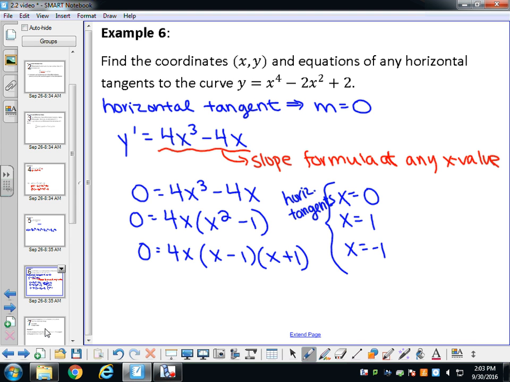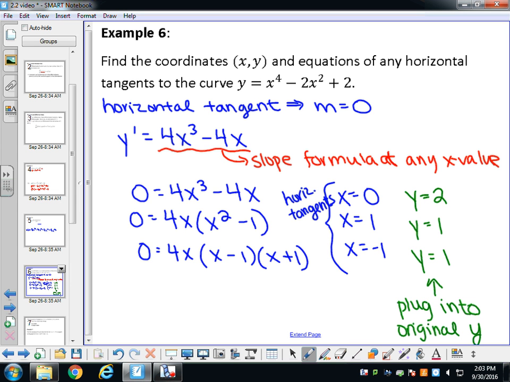So when I plug 0 in, I get that the y value is 2. When I plug 1 in, I get that the y value is 1. And when I plug negative 1 in, the y value is 1. Remember, to find these y values, we plug into the original y equation. All right. Let's take a look at another example.